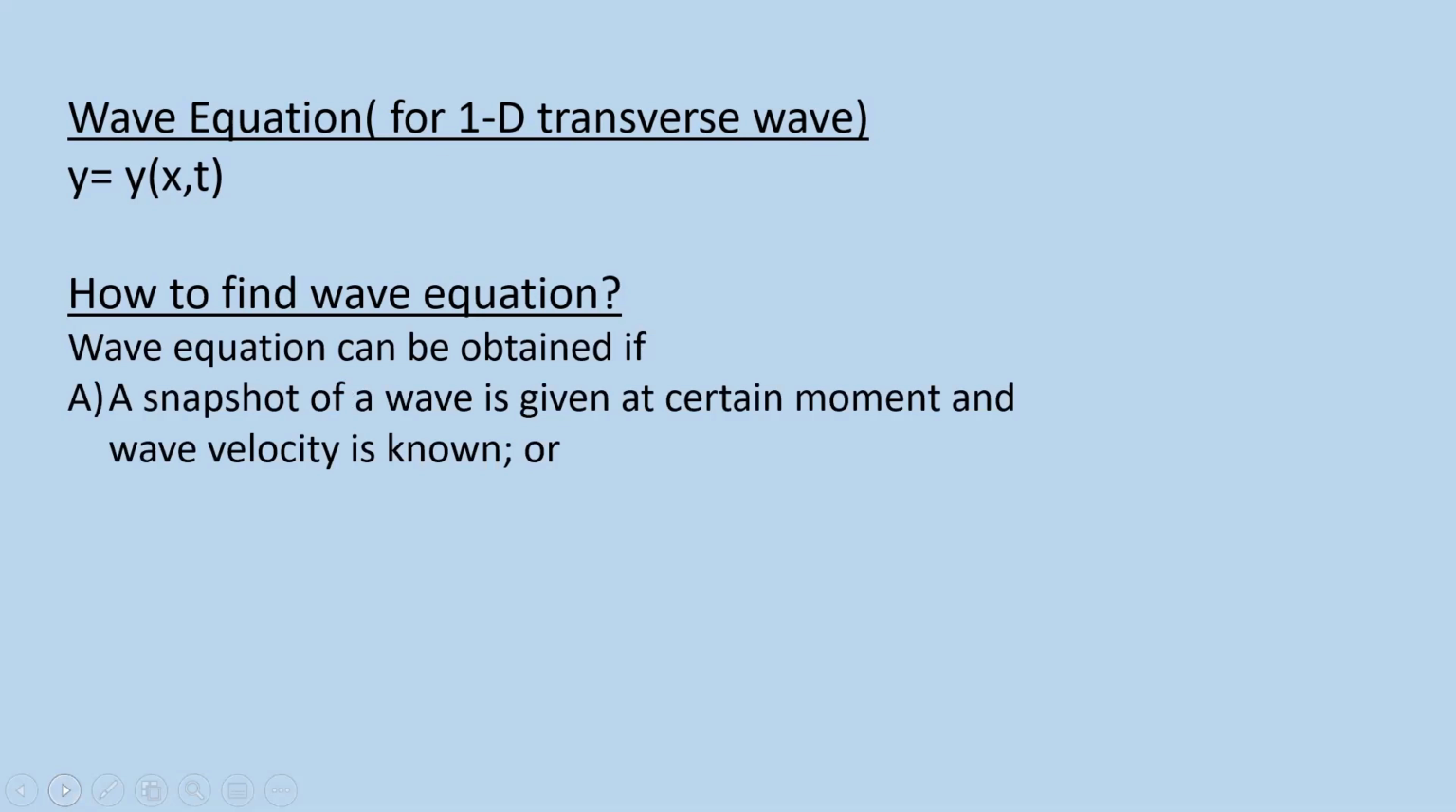If a snapshot of a wave is given at a certain moment and the wave velocity is known, like suppose this is a snapshot and the wave is moving like this, then knowing the snapshot at a moment and the wave velocity, we can tell the motion of each particle of the medium at any time. So that is a wave equation.